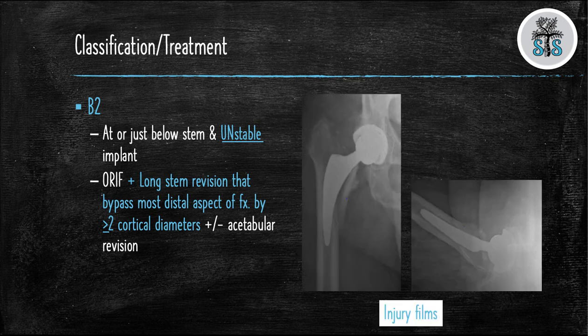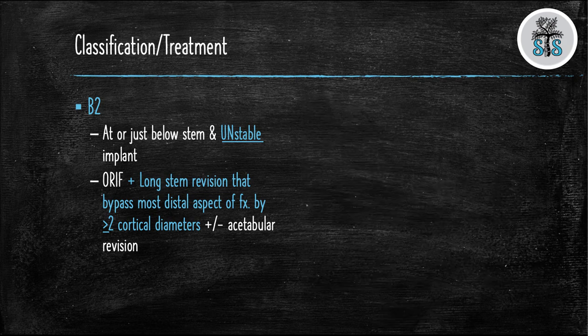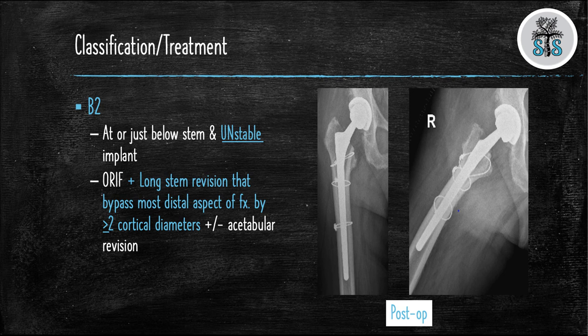Here is a case of a B2 fracture. You can clearly see that the femoral stem has subsided and is unstable. It was treated with a revision stem and 3 cerclage cables. You want to use a cementless stem, as if you used a cemented stem, the cement can extrude into the fracture site and lead to a non-union.